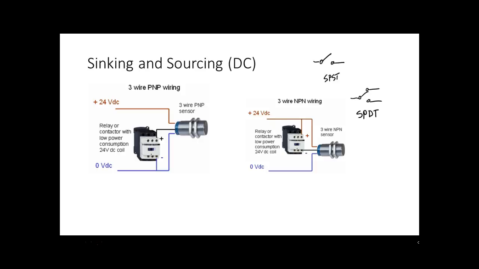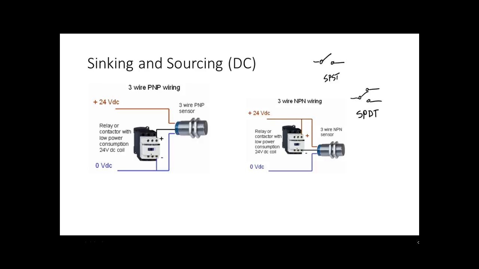So we still have brown for what? Positive, blue for negative, signal is what? Black. And your other signal wire is white. So that's standard. So if you ever see a 4-wire DC sensor, you're going to have brown, blue, black, and white. That's solid state. Yeah, these are either going to be your PNP or your NPN sensor.